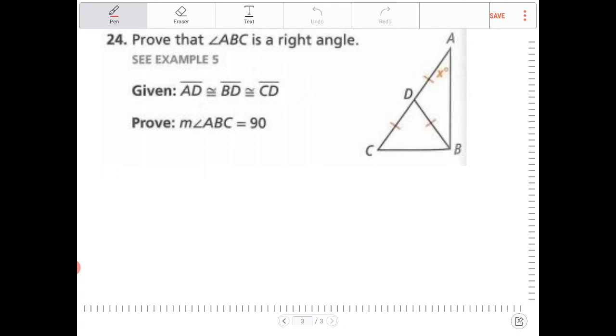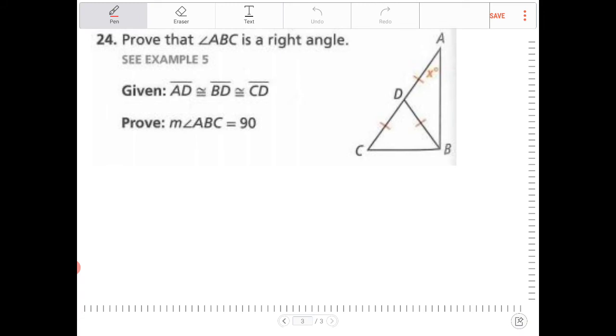Prove angle ABC is a right angle. So if that's x here, and therefore this angle here is x, and if that angle is x, that means this angle over here, what will that be in terms of x? It's going to be 180 minus 2x. And since that's 180 minus 2x, what's this angle over here? This angle over here must be 2x.